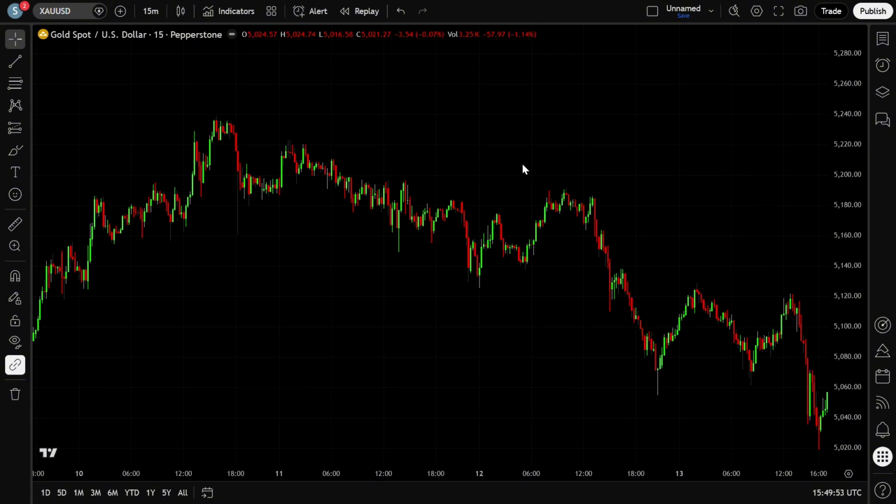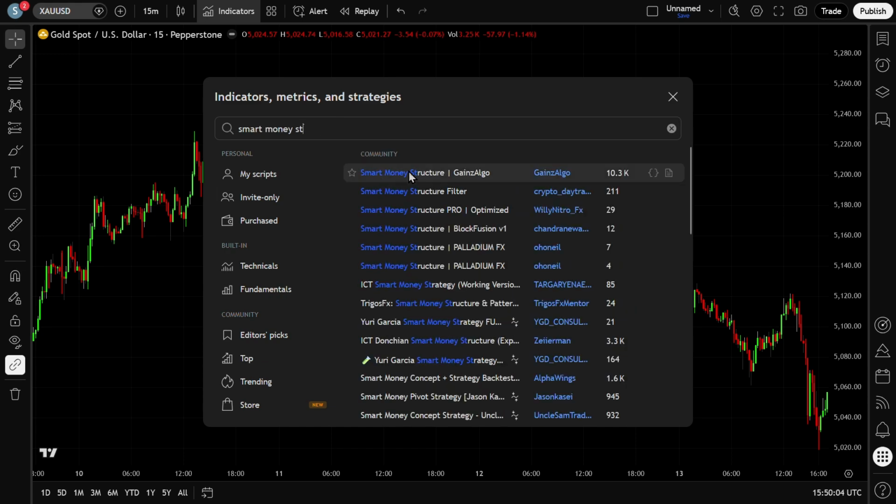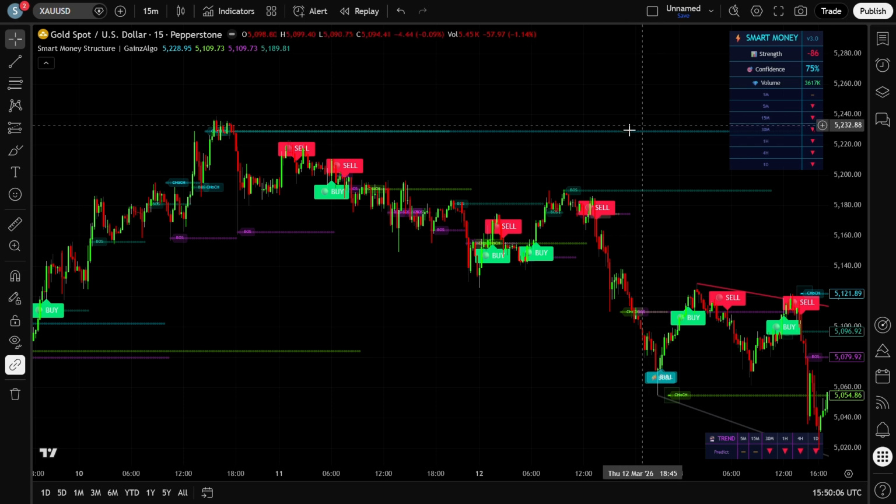Open TradingView and make sure your chart is already loaded. At the top, click on the Indicators tab. In the search bar, type Smart Money Structure. Find the one by GainzAlgo and click it. It will load instantly with the default settings applied.